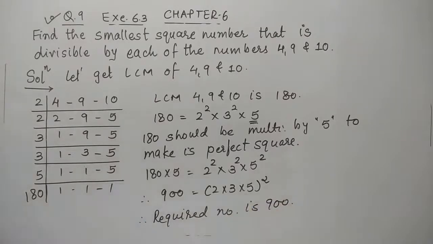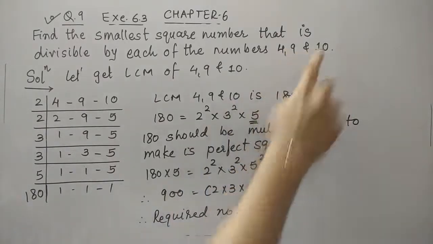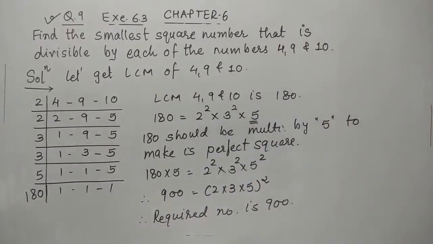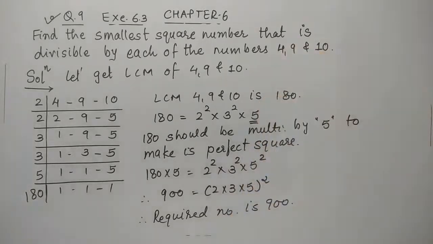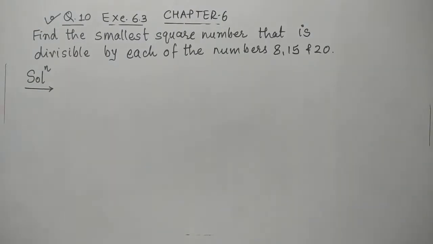900 is the smallest square which is divisible by 4, 9 and 10. There is no square number smaller than this, I am talking about square numbers, which is divisible by all of 4, 9 and 10. So I hope you understand, and this is considered as one of the most important questions of this exercise. Let's see the last question of this exercise.